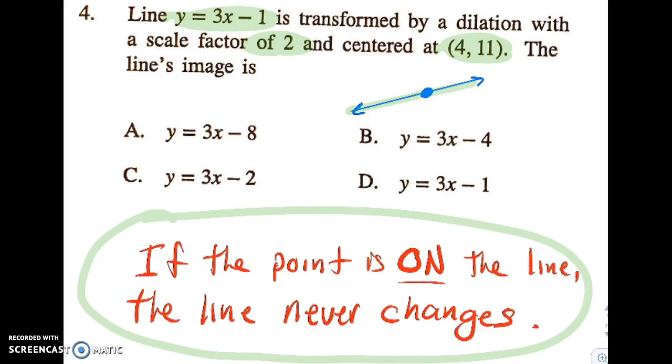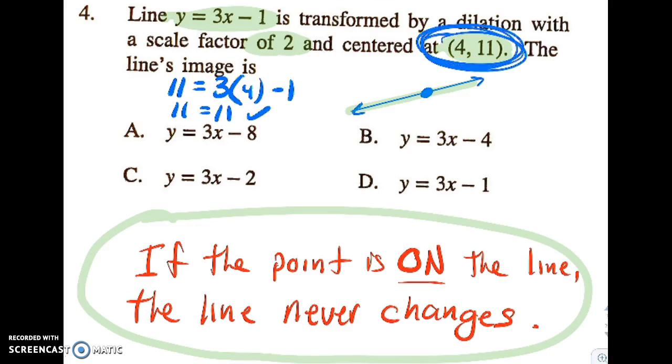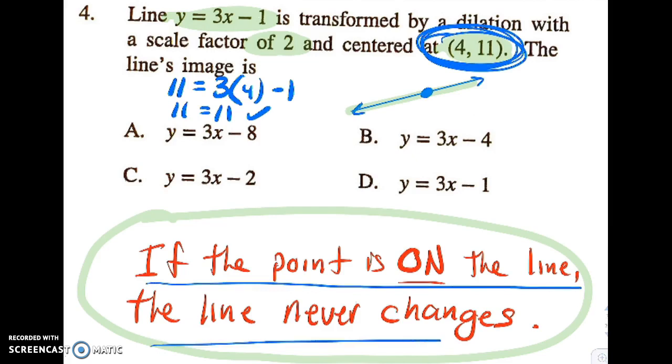So I wanted to see if that was true. If you plug in 11 for y and 4 for x, you get 12 minus 1, which is 11 equals 11. So that point is on the line, meaning if the point is on the line, it never changes. So if it was 3x minus 1, it stays 3x minus 1.